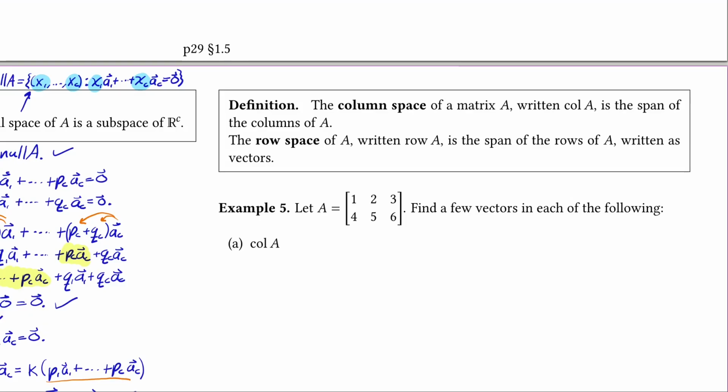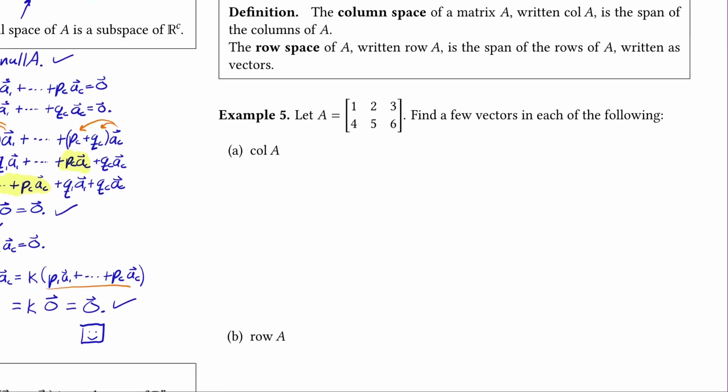Now, the row space of A, written row of A, is the span of the rows of A written as vectors. So both the column space and the row space of A you can think of as the span of a matrix. But that's why we don't say the span of a matrix, because it's not clear which one of these two things you're talking about. So that's why we're coming up with new terminology for column space, because there's also the row space, which is another kind of the span of a matrix. So let's look at an example.